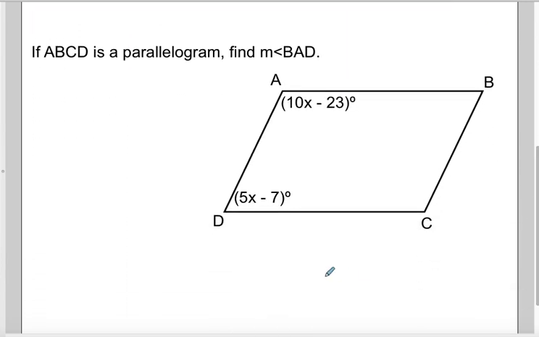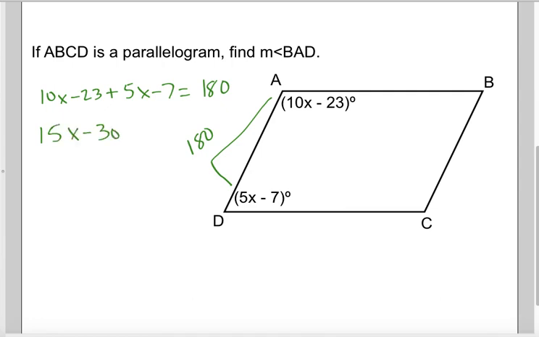Here is a sample problem where they've given us some algebra expressions. So we have to look at where the expressions are. These are consecutive angles, and we know that consecutive angles are supplementary. If they had labeled opposite angles, I would set the expressions equal. Since they labeled consecutive angles, I need to add these angles together and set them equal to 180 degrees. So we're going to combine like terms. And then we're going to solve.